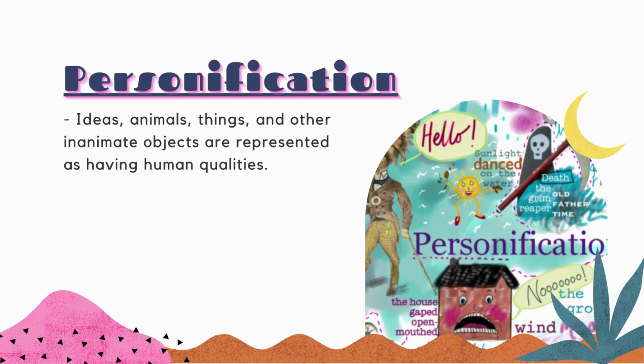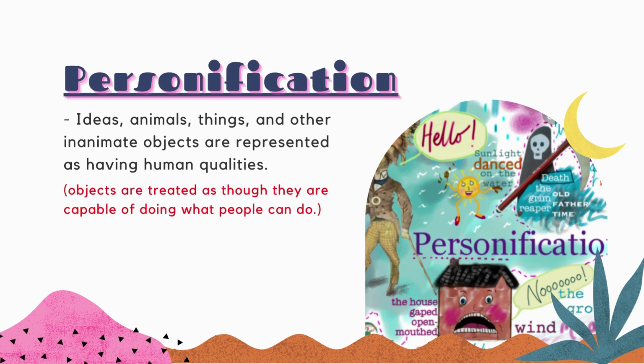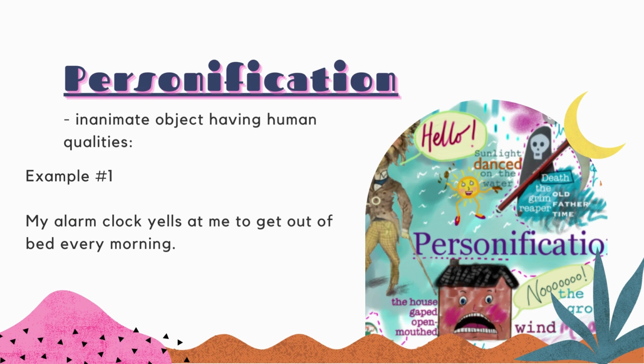This is a figure of speech in which ideas, animals, things, and other inanimate objects are represented as having human qualities. That is, objects are treated as though they are capable of doing what people can do. For example, my alarm clock yells at me to get out of bed every morning. Why is this an example of personification? Because the alarm clock is treated as if it has a mouth that can yell like a person.